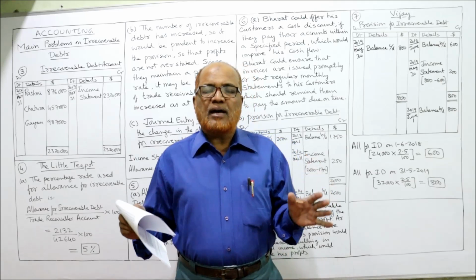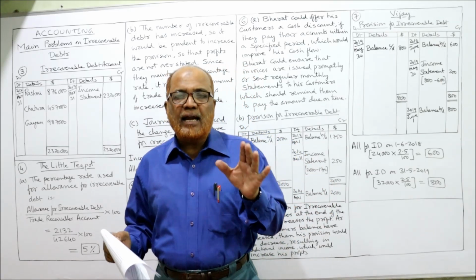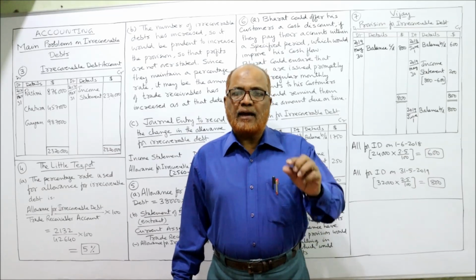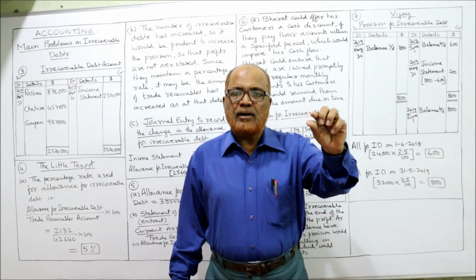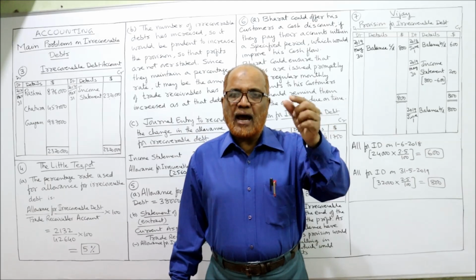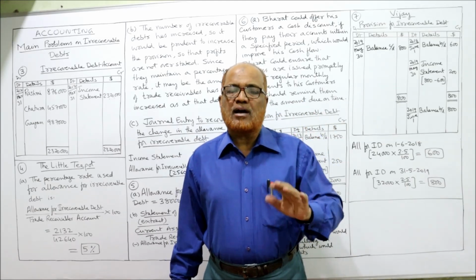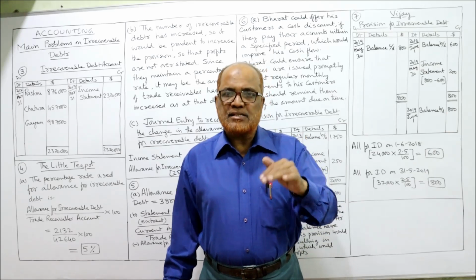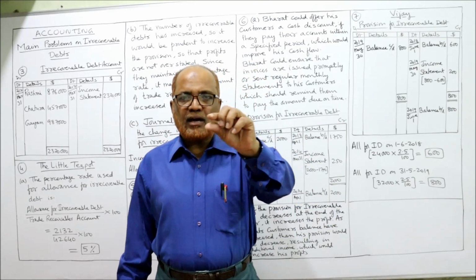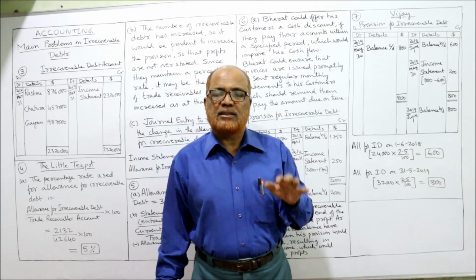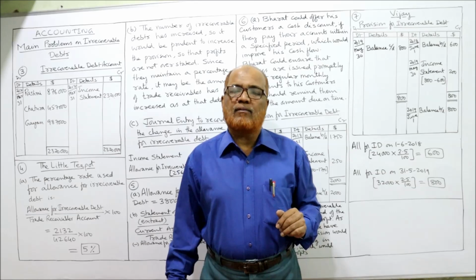Before preparing the account, you must know the entry for writing off irrecoverable debt. The entry will be irrecoverable debt account debit and customers account credit. So irrecoverable debt account debit, customers account credit. That is the entry for irrecoverable debt.